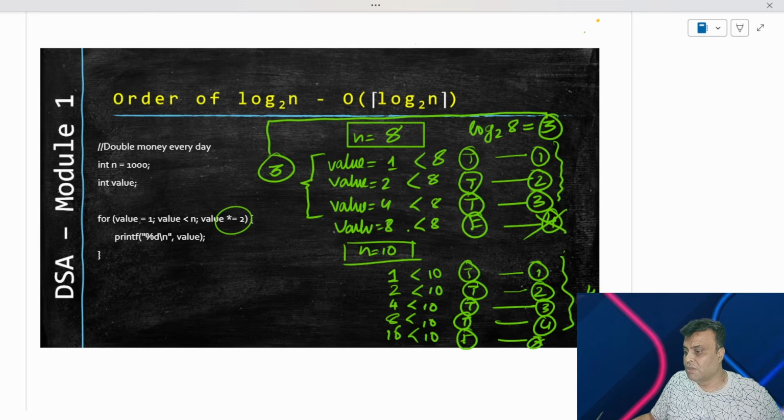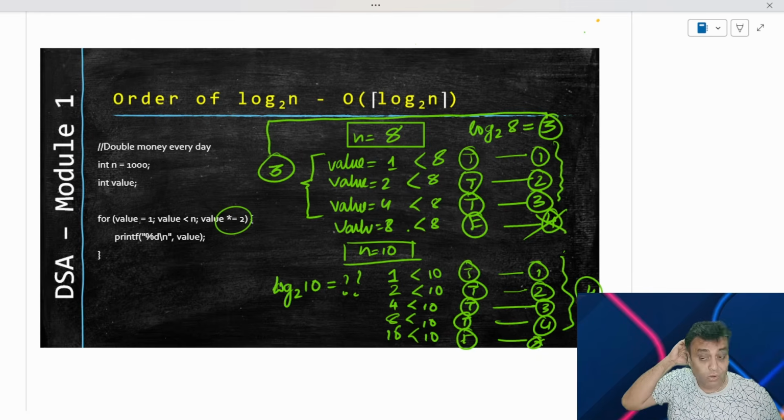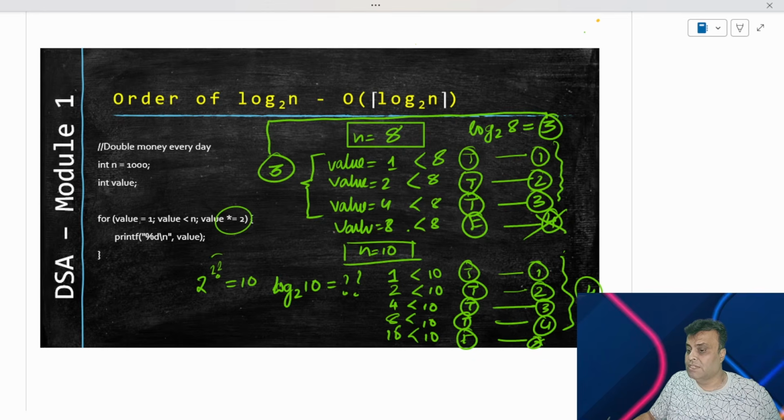How many times did we run? We ran it for 4 times. But when we put it in the formula, what do we see? Log base 2 of 10 is equal to what? I do not know what log base 2 of 10 is, because this is not going to be a perfect power. 2 to the power something will give me 10. That something is what we are trying to find out. And that something, if you calculate, will be 3.32. So basically what we are saying is log base 2 of 10 is 3.32.